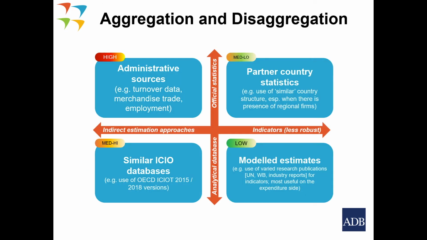In breaking down sectors, we rely on several sources for basis of disaggregation. This chart shows the sources based on robustness and level of reliance. We mainly look at administrative sources such as turnover data, merchandise trade, and employment. But whenever this data is not available, we use structures of similar economies with available information. In other cases, we make use of similar inter-country input-output databases such as the OECD Inter-Country IoT or modeled estimates released by various research publications.